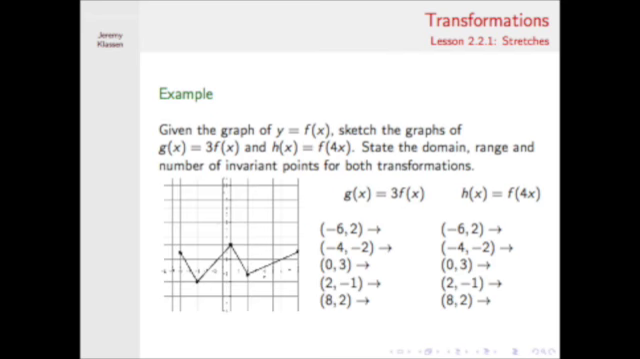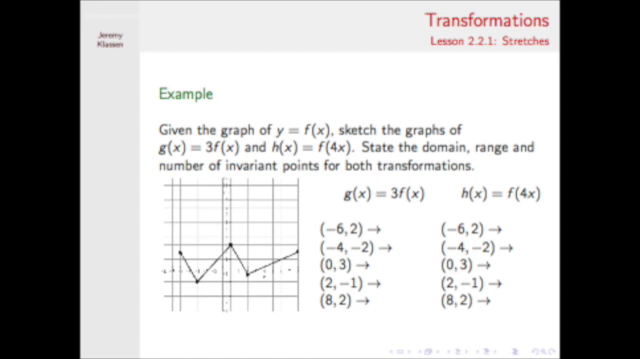In this next example, we're given the graph of y equals f of x, and notice it's kind of an awkward function. There's not a nice simple equation for it. And we're asked to sketch the graphs of g of x is equal to 3f of x, and h of x is equal to f of 4x. And once we're done that, we need to state the domain, range, and the number of invariant points for both the transformations.